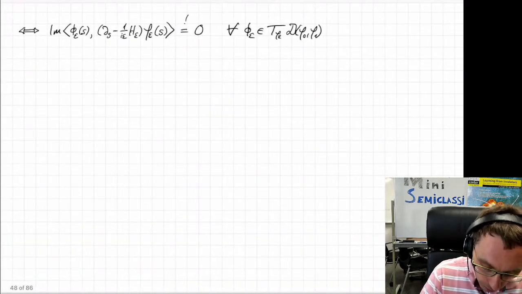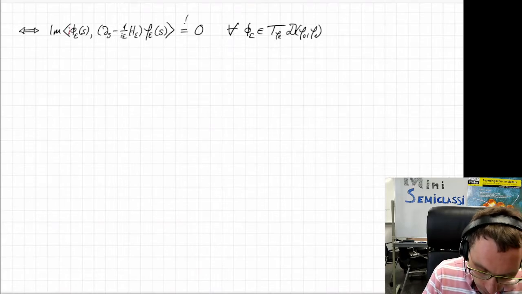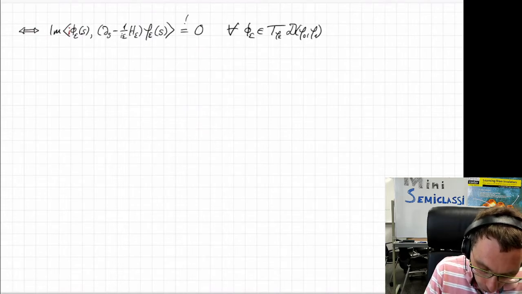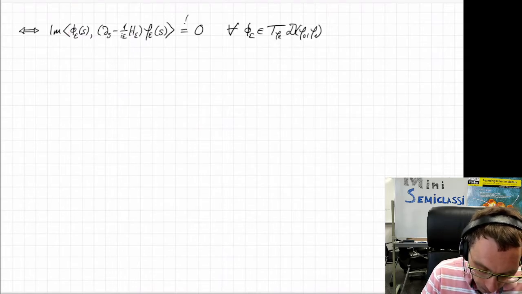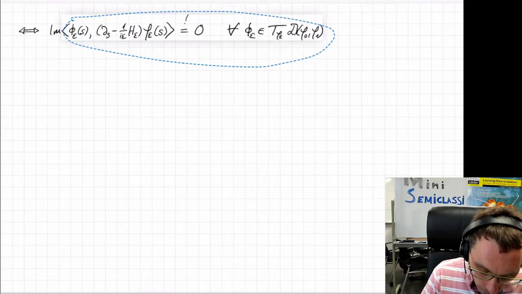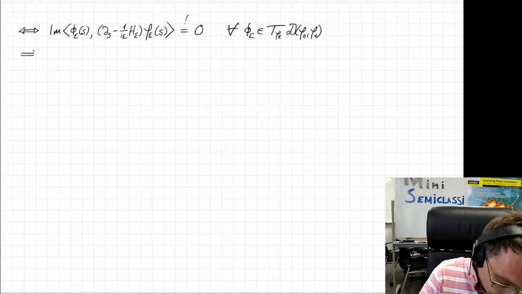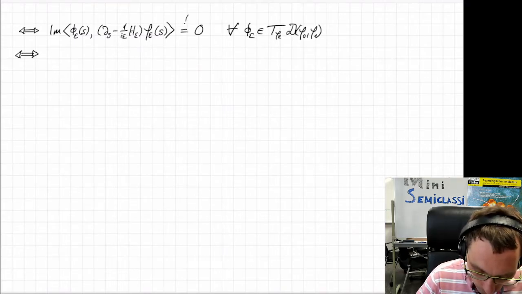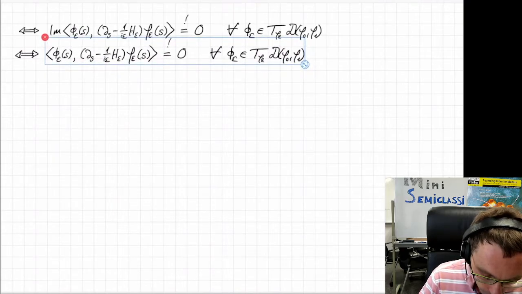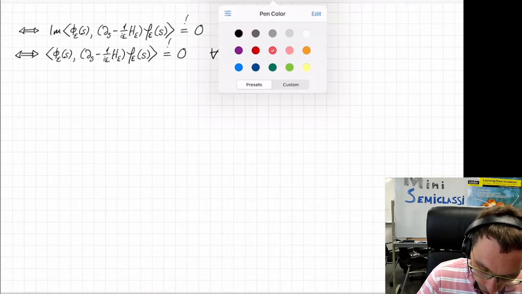And I can use that because what I can do is I can just add, let's say, a factor I here. But if this is true with and without the imaginary unit I, this means that the real and the imaginary part of the scalar product have to be 0, which means that just the scalar product has to be 0. And this here is nothing but the condition from before.